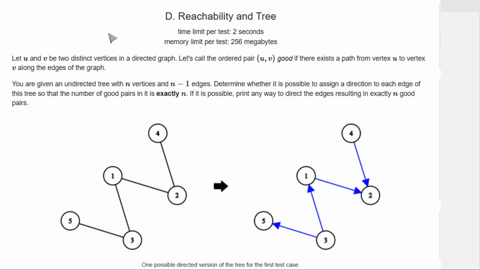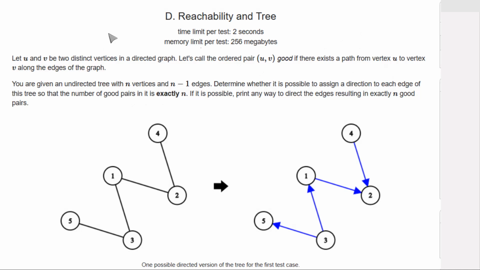The problem asks us to determine whether it is possible to assign a direction to each edge of this tree so that we have exactly n good pairs in it. If it is possible, then we should print the way to direct the edges resulting in n good pairs.